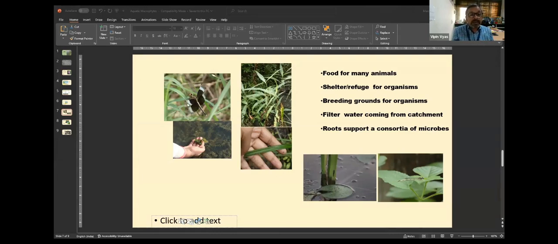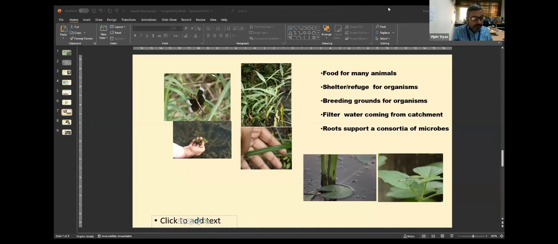they function as a filter for the water which is coming from the catchment area. We have been talking about pollution in many other sessions also. If some pollution or silt is coming from the catchment area and entering the water body, and the water body is surrounded by good growth of emergent and submerged macrophytes, these macrophytes act as a filter for these types of pollutants. Sometimes they filter the silt coming from the catchment. Sometimes they absorb excess pollutants and excess nutrients coming from the catchment area. So they work as filters.